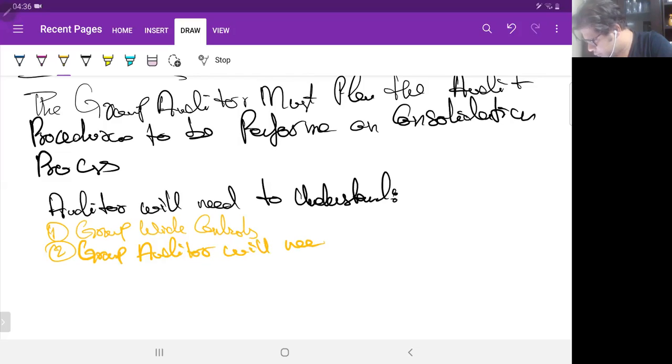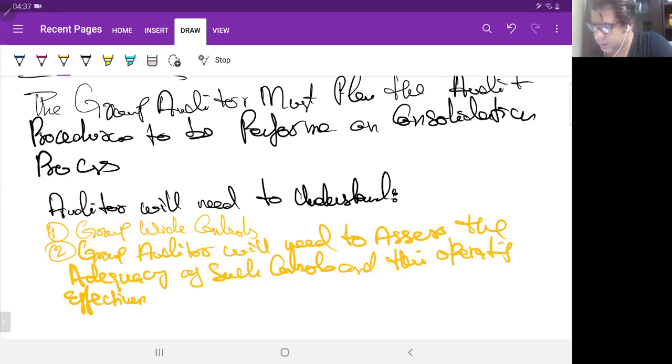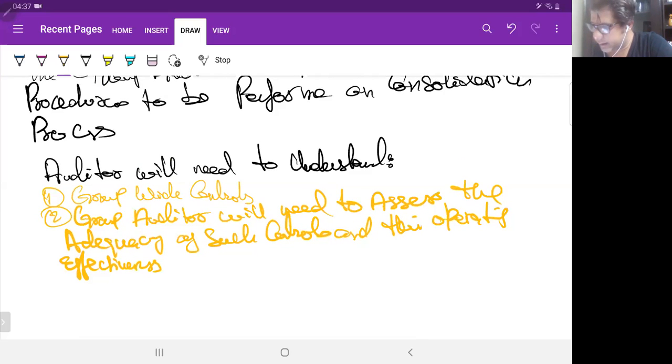The group auditor will need to assess the adequacy of such controls and their operating effectiveness, and determine whether reliance can be placed upon those controls in determining the nature, extent, and timing of procedures on the consolidation. Right?